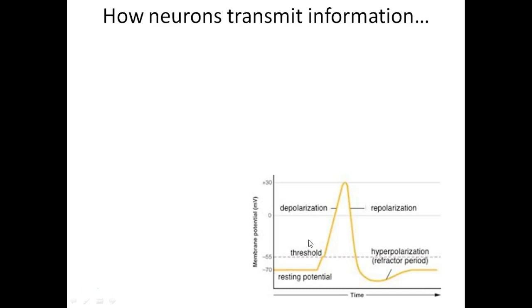This chart right here could come in helpful or come in handy as we move forward. It's something that does appear on the AP exam from time to time. And what this chart does is explain exactly how the neuron transmits information. So in other words, how the neuron works within itself.